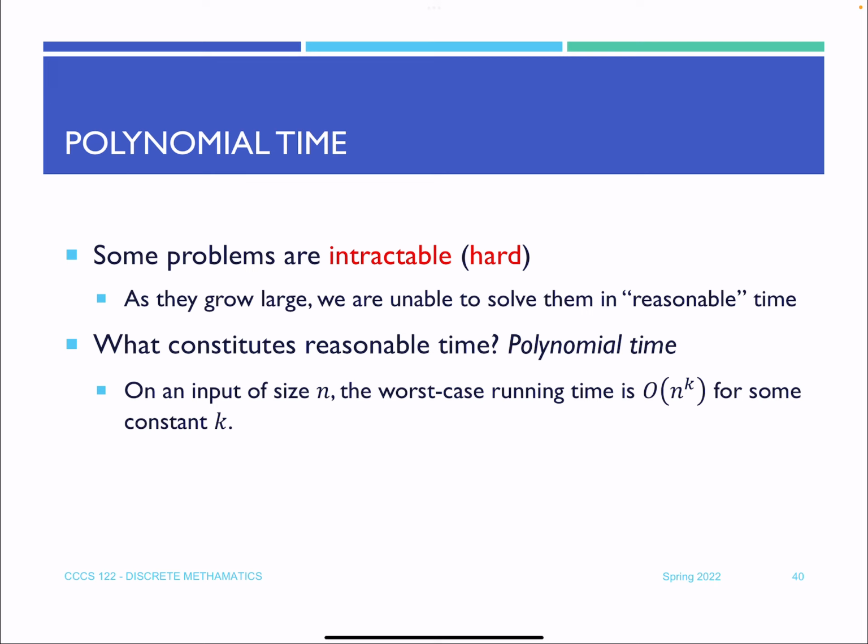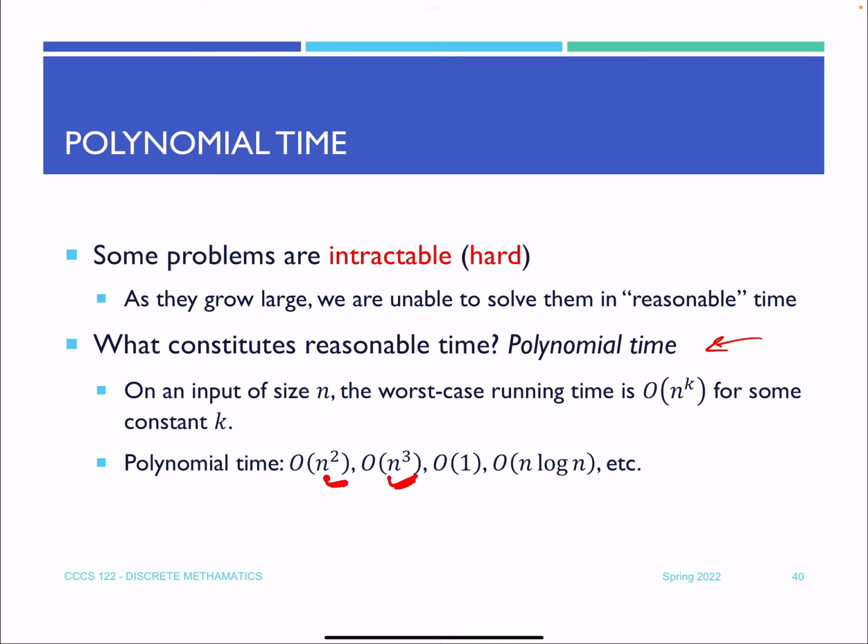Okay, if you can do it with any number of nested loops, and that's the highest order term in the number of operations that you have to perform, you have a solution to your problem that is polynomial time. So polynomial time means n square, n cube, or anything less than that actually. So anything that's constant complexity, big O of 1, or anything that's big O of n log n, for example.